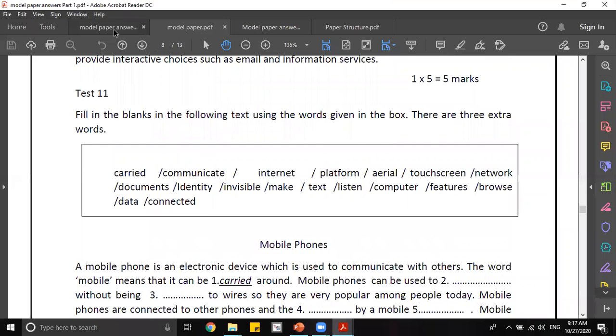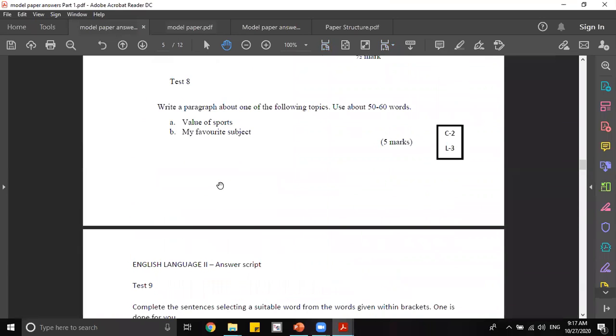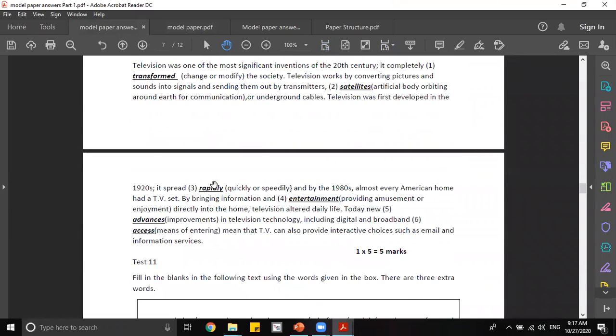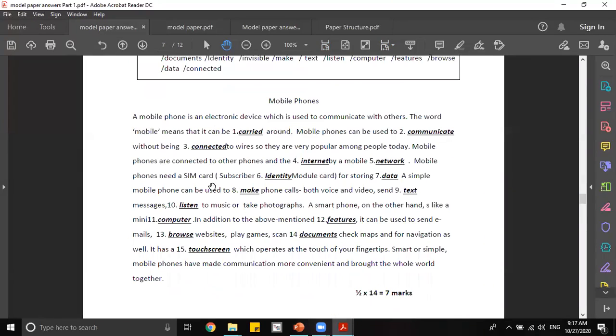Mobile phones. A mobile phone is an electronic device which is used to communicate with others. The word mobile means that it can be carried around. Mobile phones can be used to communicate without being connected to wires. So they are very popular among people today. Mobile phones are connected to other phones and the internet via mobile network. Mobile phones need a SIM card, subscriber identity module card for storing data.